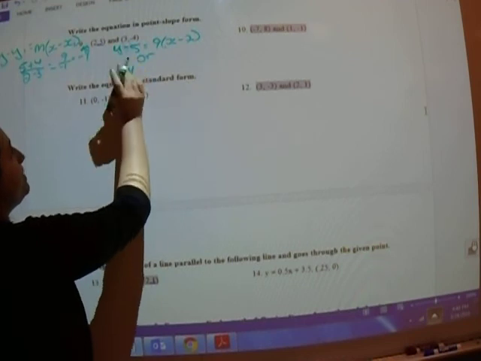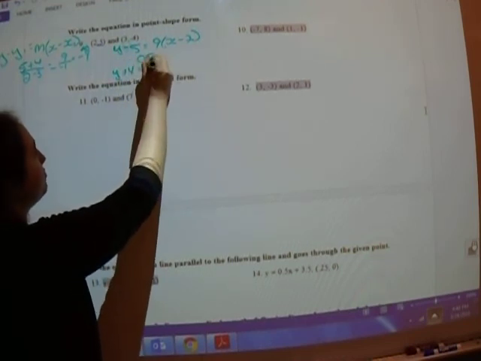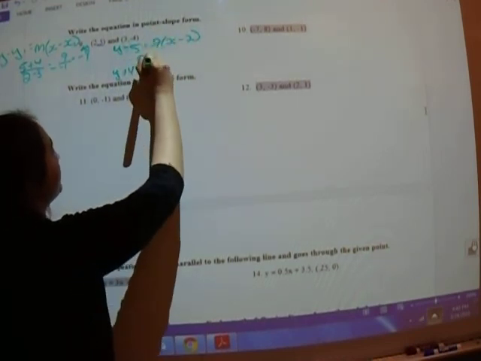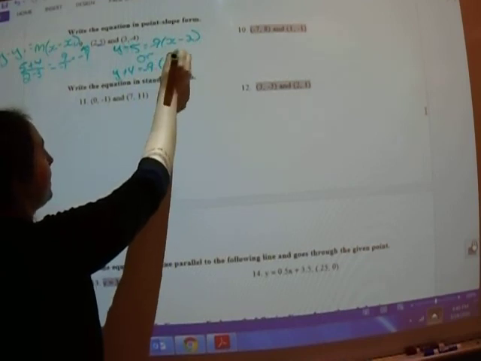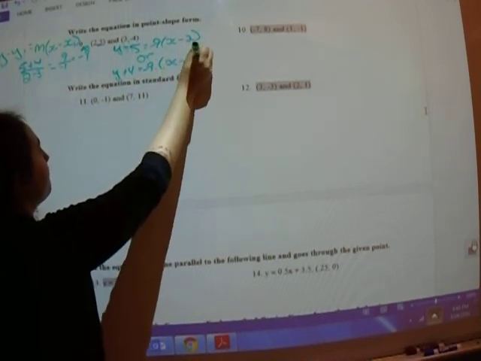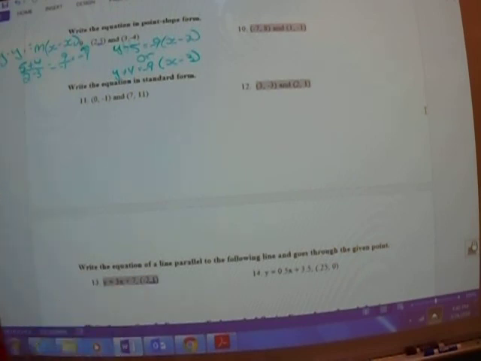Y plus 4, right, minus negative 4 equals negative 9, I'm sorry guys, negative 9 x minus 3. Alright, so that's how you do that.